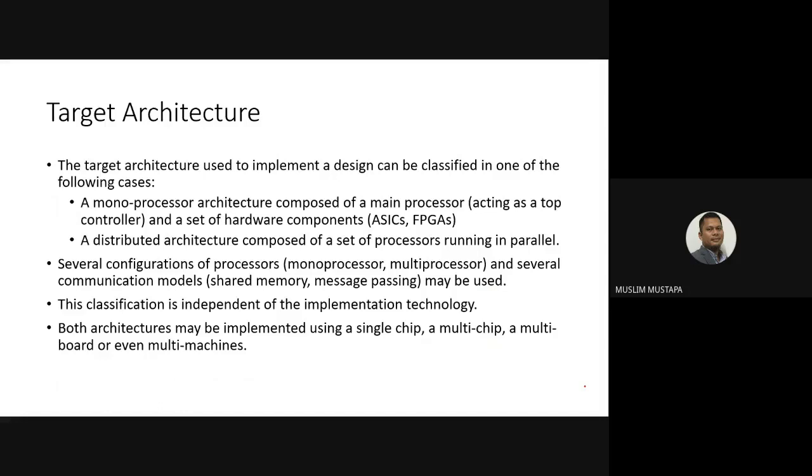Okay, target architecture. The target architecture used to implement a design can be classified into one of the following cases: monoprocessor, a main processor acting as top controller, a set of hardware components such as ASICs and FPGAs, or a distributed architecture composed of a set of processors running in parallel. So this one is what I've told you guys just now. It really depends on the usage needed.